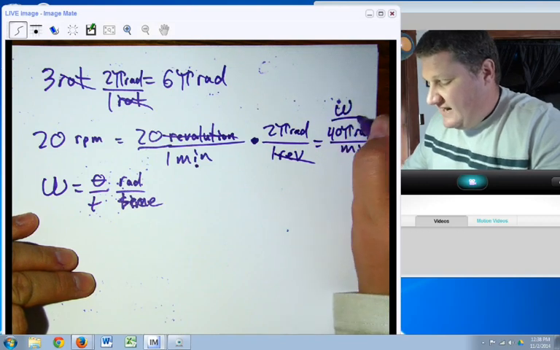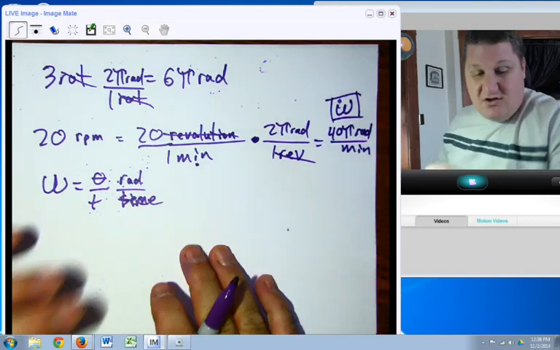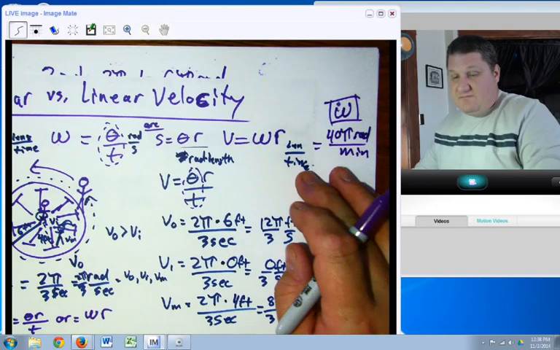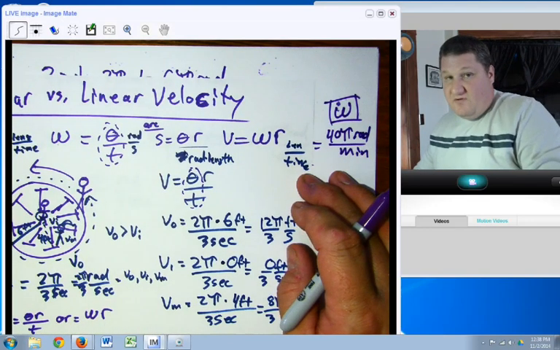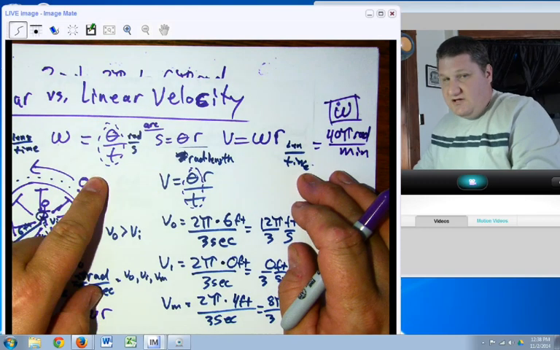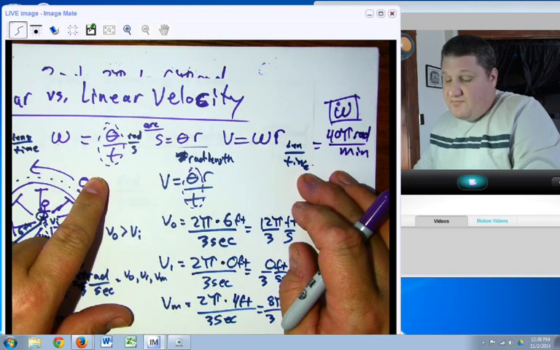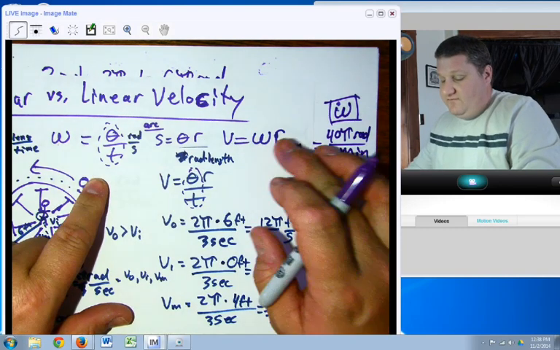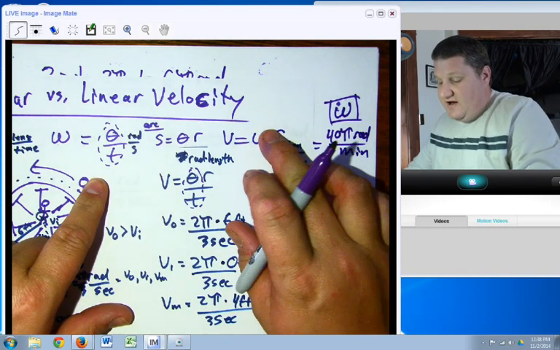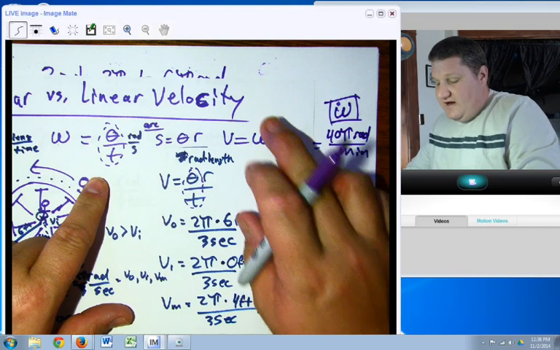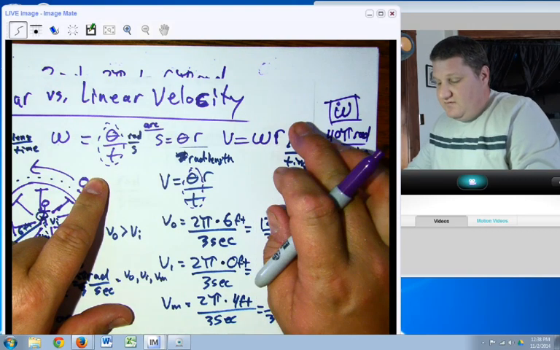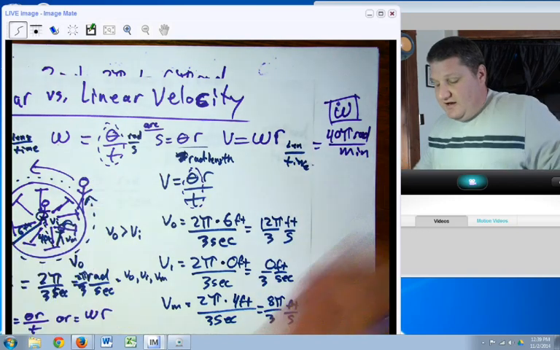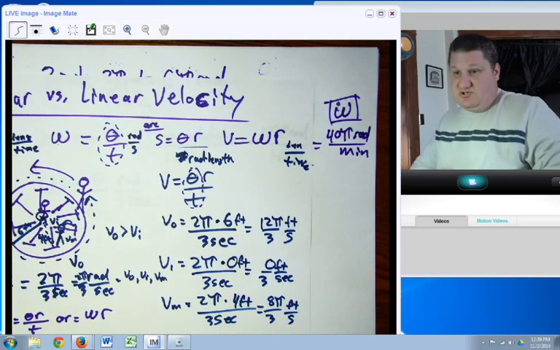So paying attention to your units is going to tell you which one of these formulas you have. If you have feet per second, that's linear. If you have radians per minute, that's going to be angular. If you have straight up radian feet or radian miles, it's going to be arc length. Linear velocity, again, you're going to have radians per minute, but then it's going to be times a certain number of feet. So you have feet per minute, and it goes on and on, watching your units. So then we'll get to some examples.